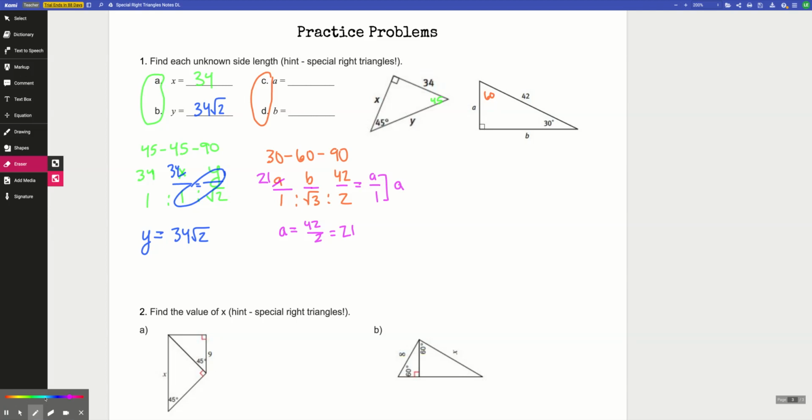Now that I know that A is 21, I can use that to find B, because I have 21 times root 3 equals B times 1.